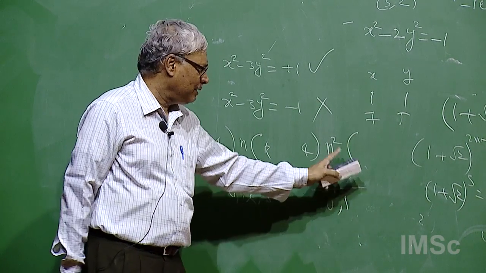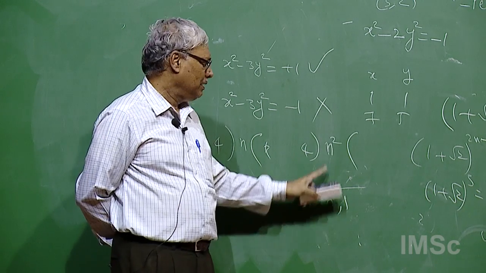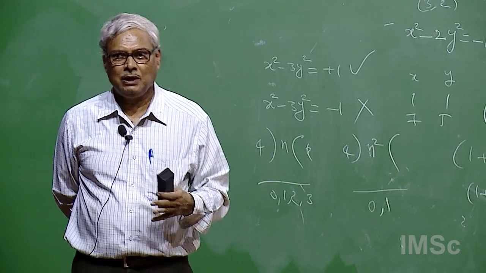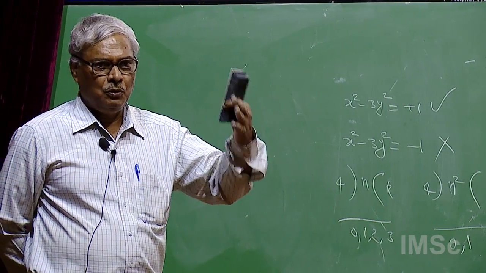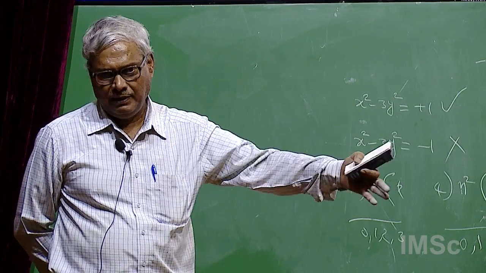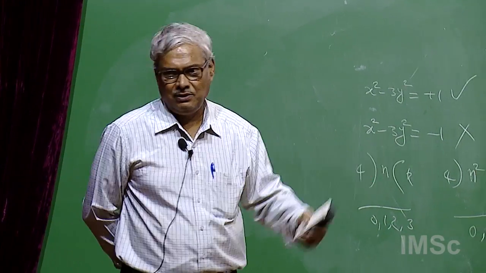Because if n is even, its square will be divisible by 4, therefore it leaves a remainder 0. If n is odd, you can write it as 2k plus 1 or 2k minus 1. And if you square it, you get 4k squared plus 4k plus 1. So 4k squared plus 4k is divisible by 4 and the 1 is the remainder.